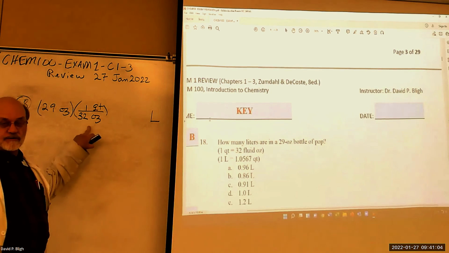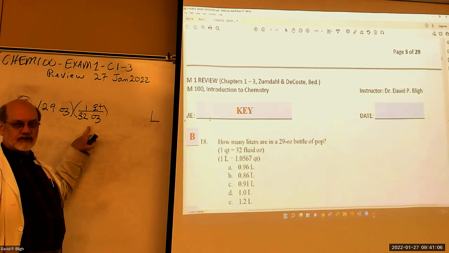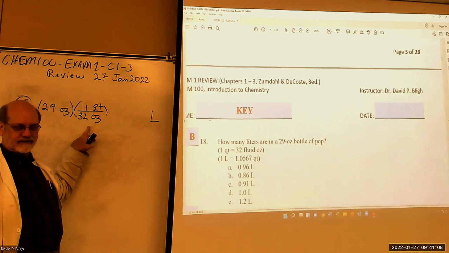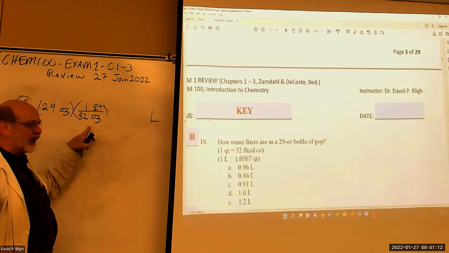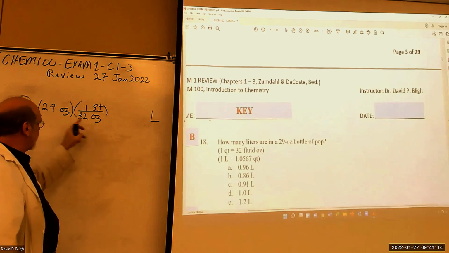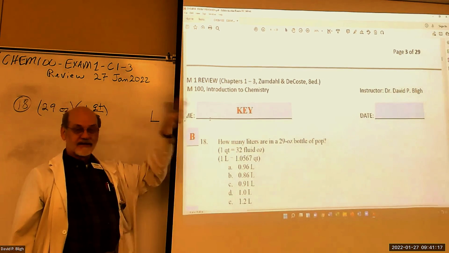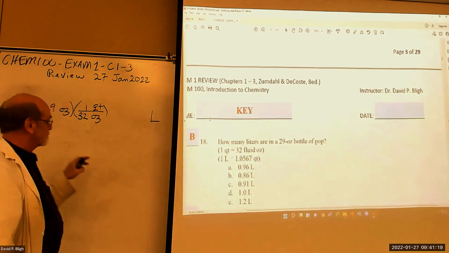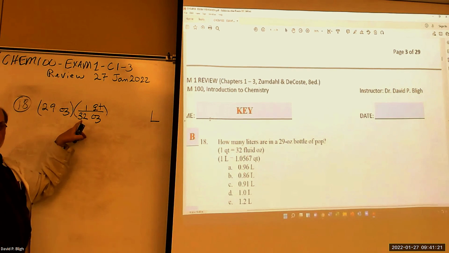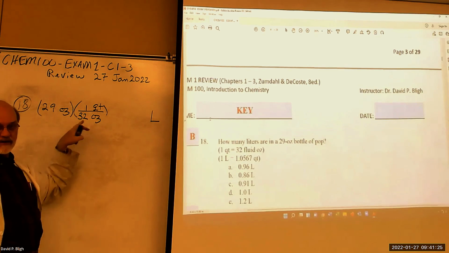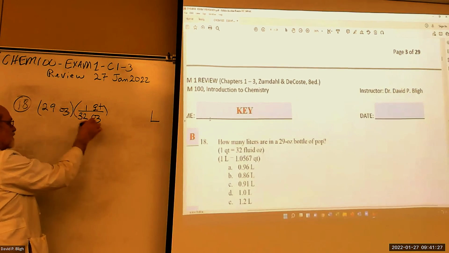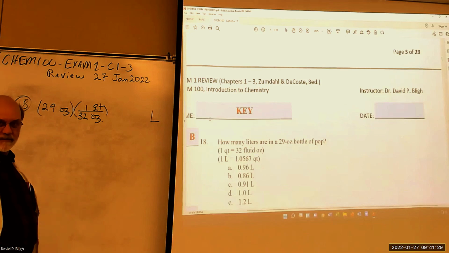Remember, this is a conversion factor. Conversion factors are equal to what? 1. Always equal to 1. So you can say this times 1 times 1 times 1 until you're blue in the face. But we want to substitute in something that's equal to 1 so that it'll do what we want it to. So this cancels ounces and leaves us with quarts.